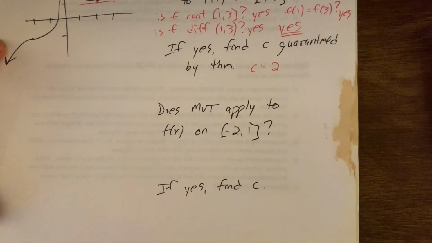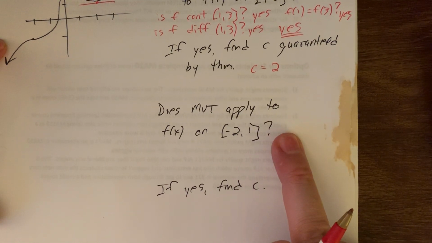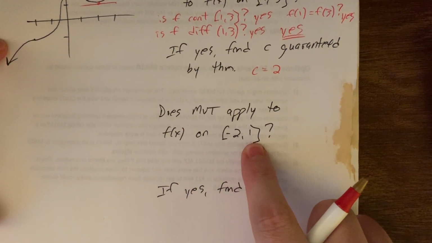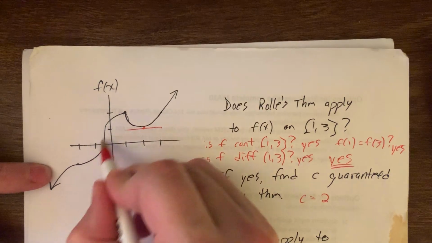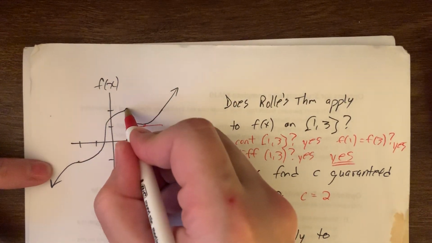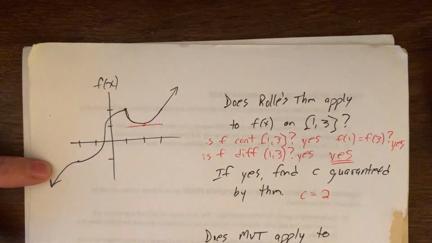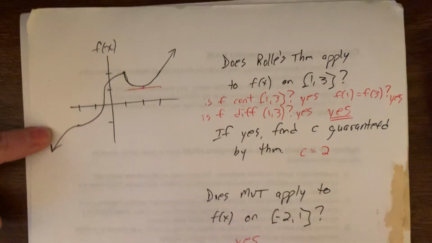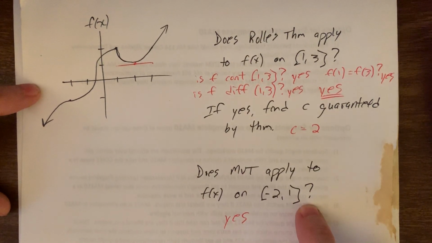Okay, and now we'll very similarly do that with mean value theorem. Does mean value theorem apply on this interval? Well, now only the two conditions. Is this function continuous from here to here? Yes, it is. No breaks or holes. Is this function differentiable between here and here? Yes, it is. Between here and here, no sharp points. So, yes, mean value theorem does apply to this function on this interval.